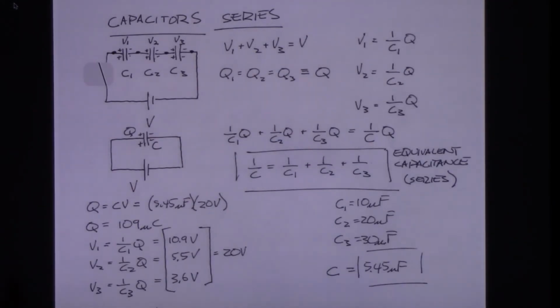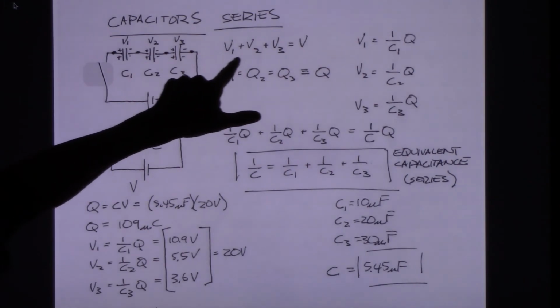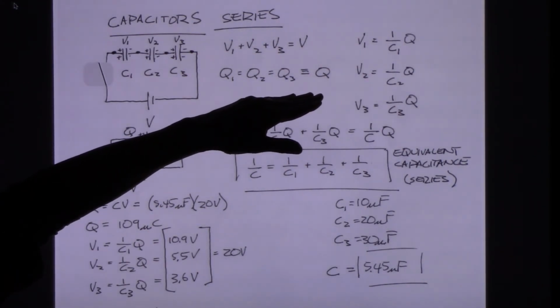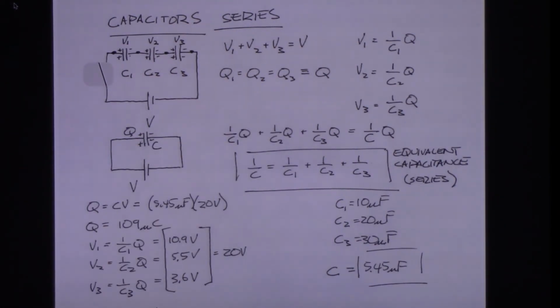So there's this nice symmetry between parallel and series. In series, it's the voltages that add together. It's the charges that are all identical. So the charges are all going to be the same: Q1, Q2, Q3. We're just going to define that as Q.